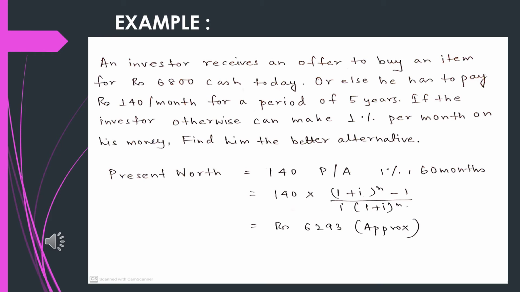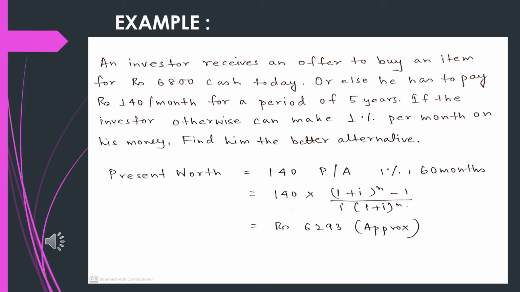The first decision is which worth I should actually be calculating. Here the first option for the investor is in present worth, so it is feasible for us to calculate the second option in present worth itself. So there are two present worth options. Number one is 6,800 rupees cash, and the second is a simultaneous payment of rupees 140, which will be the same throughout the tenure.